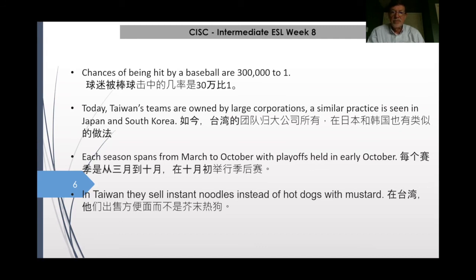Each season spans from March to October, with playoffs held in early October. I shouldn't say a long season, it's about the same as here in the US. And in Taiwan, they sell instant noodles instead of hot dogs with mustard. So 21 million hot dogs at home, but instant noodles here. I suspect the instant noodles are a lot better for you.